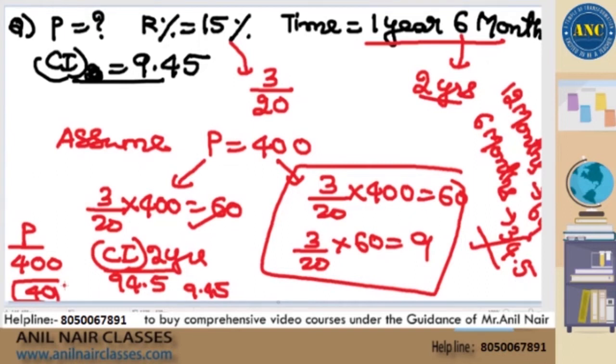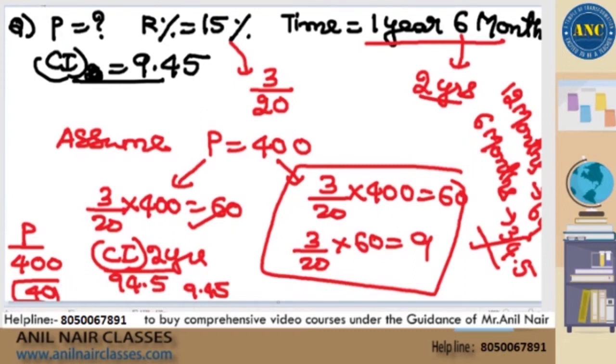15 percentage is 3 by 20. Check out the time period. If it is n years, do power n. Again, last step I am repeating for you, Nagavardhan. P is 400. First year 3 by 20 into 400, second year 3 by 20 into 400, 60, 60.